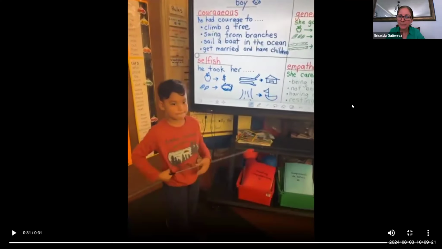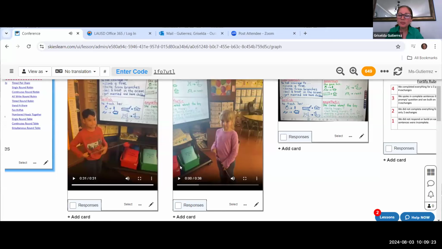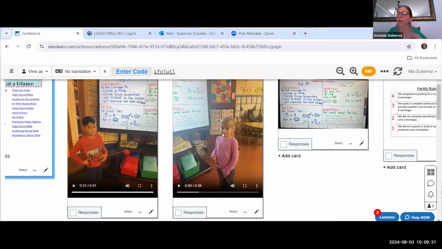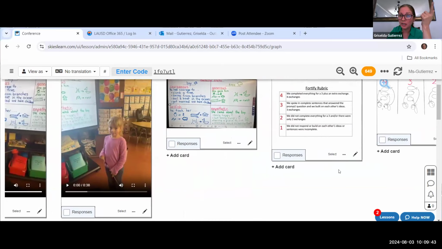Okay, so then I had my other student explain the traits of the tree. And the only reason I recorded this was so that we could quickly do an overview of what we'd been learning. That way it would be fresh in their minds as they recorded themselves with their partner.